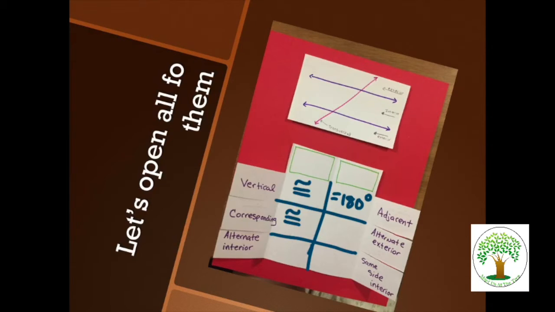Nariah read that one. Let's move over. Amy, will you read the one about alternate exterior angles, please? Number 13. If two parallel lines are cut by a transversal, then the pairs of alternate exterior angles are congruent. That's the alternate exterior. So they're congruent.